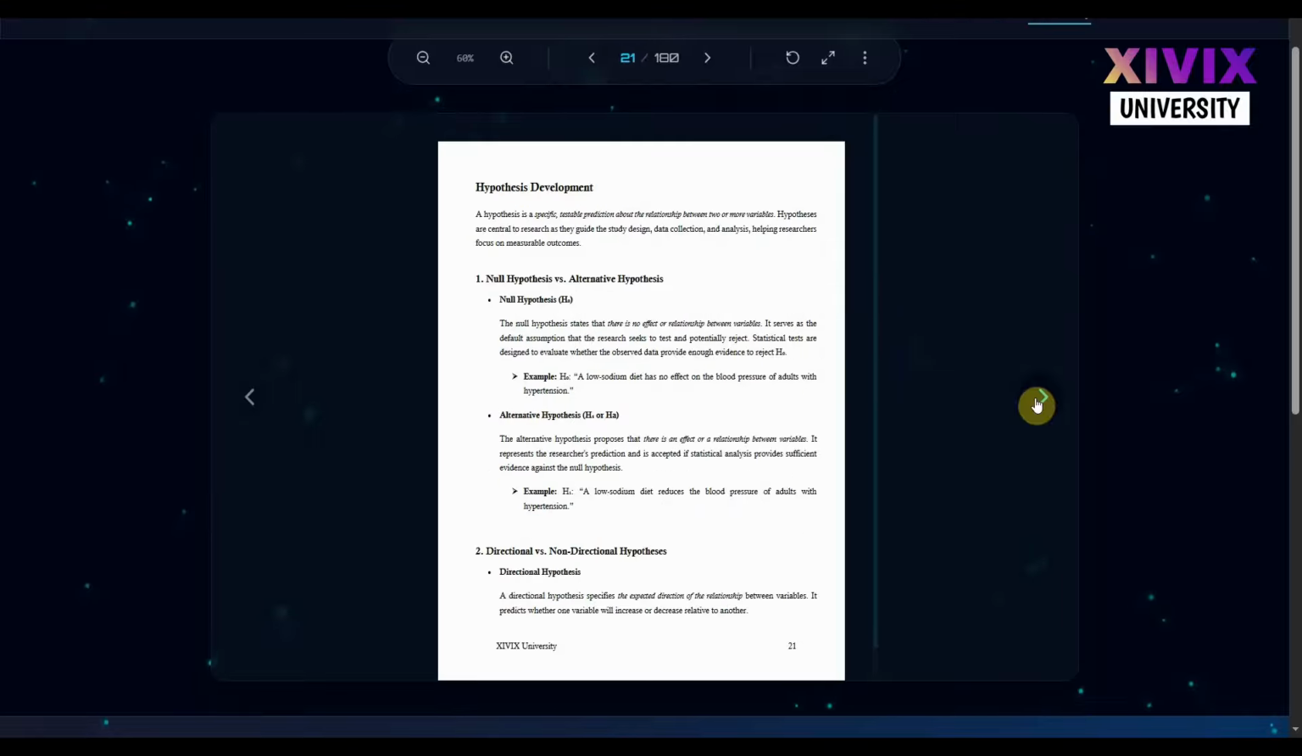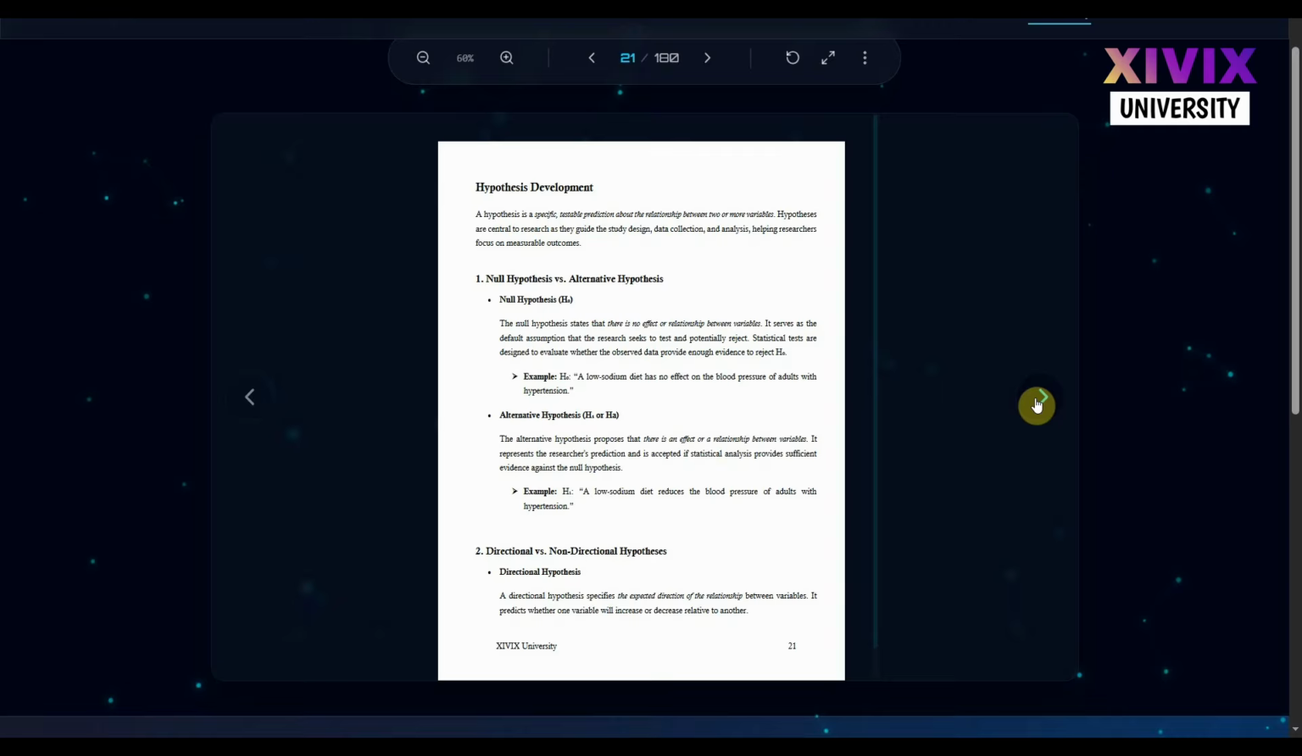And when it comes to alternative hypothesis, that is the complete opposite, because the alternative hypothesis proposes that there is an effect or relationship between specific variables. For an example, we could say a low sodium diet reduces the blood pressure of adults with hypertension.